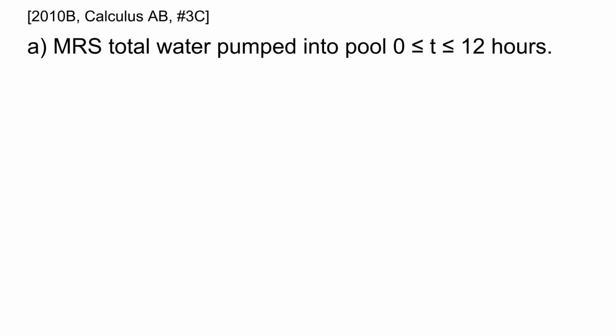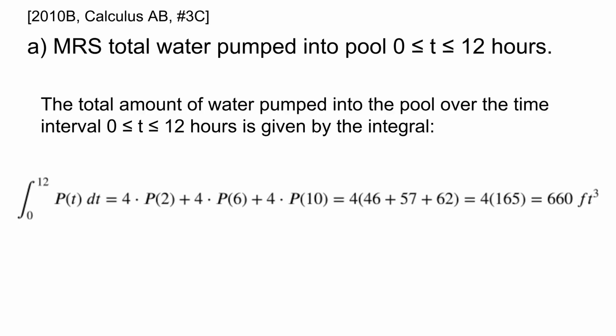In part A of this question, we are asked to use a midpoint Riemann sum to approximate the total water pumped into the pool between 0 and 12 hours. The total amount of water pumped into the pool over the time interval from 0 to 12 hours is given by the integral from 0 to 12 of p of t dt, which, using the table and the midpoints to calculate the sum here, we eventually get 660 cubic feet of water being pumped into the pool between t equals 0 and t equals 12 hours.